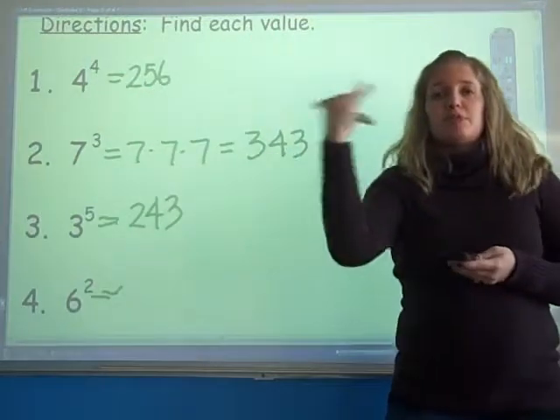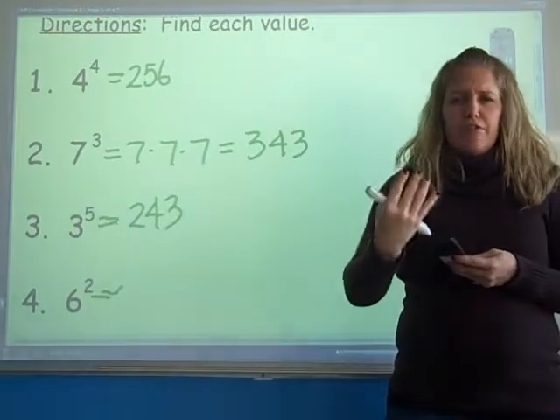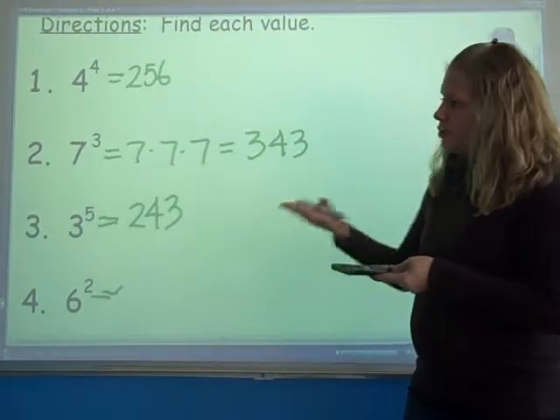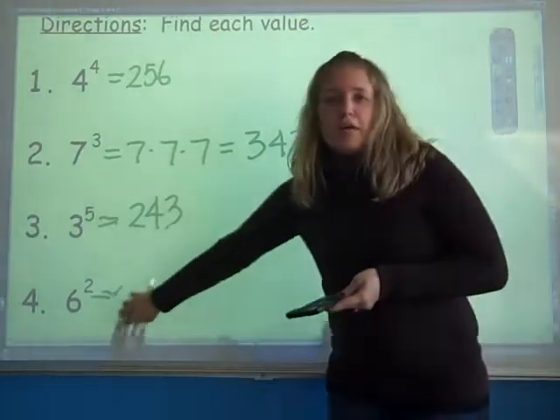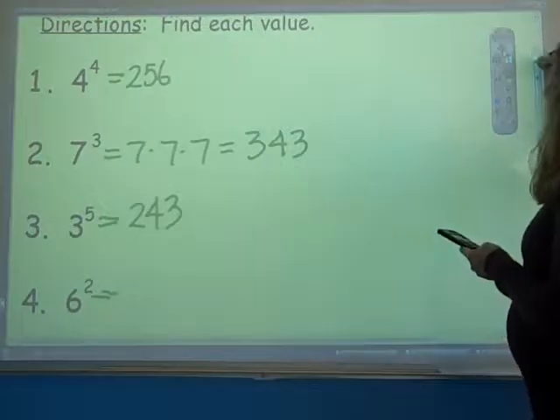Common error, please realize, is 15 here, or 21, or 16, just taking the base and multiplying times the exponent. So be careful. Remember that it's how many times you're multiplying the base. You have 6 squared, or 6 to the 2nd power.